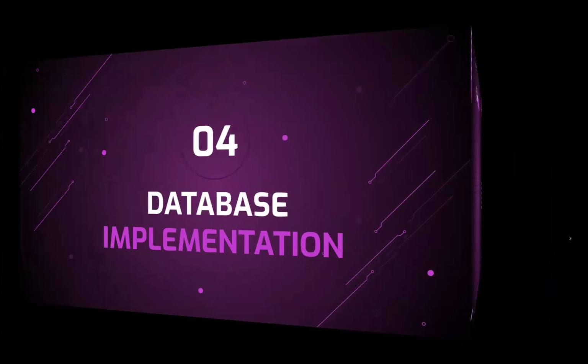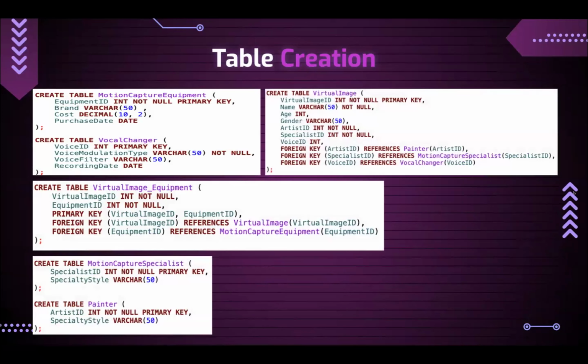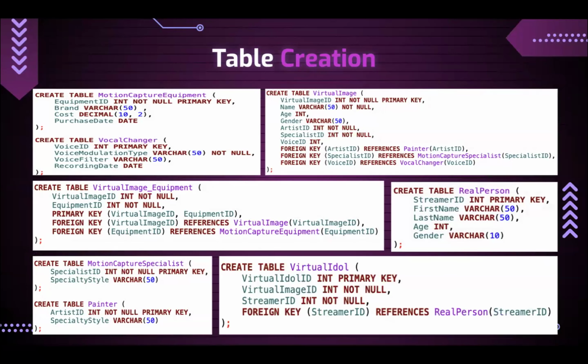Thank you, Blair. In database implementation, the first part is the table creation. These tables on the screen represent the key components that go into building and managing a virtual idol. In the virtual idol, you can see there are two main parts: one is the streamer and the other is the virtual image. The streamer is the real person, and we have this table to represent the streamer behind the idol. The other part is the virtual image, which again consists of multiple parts.